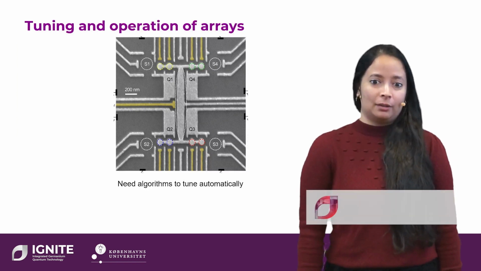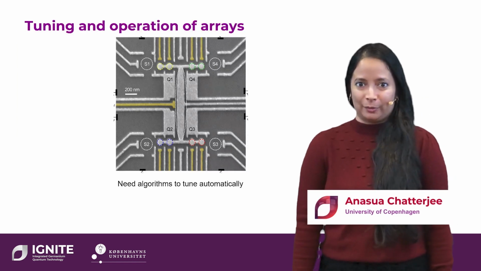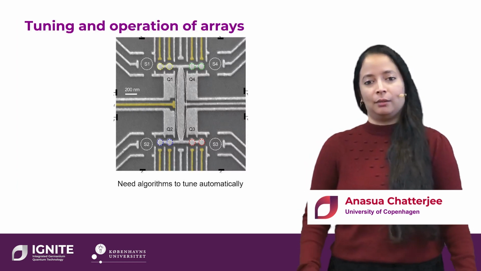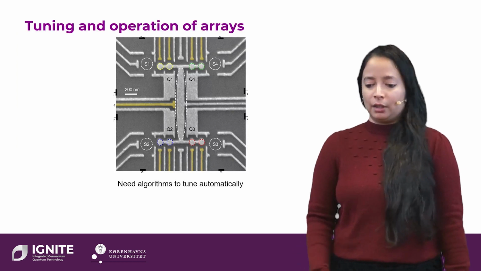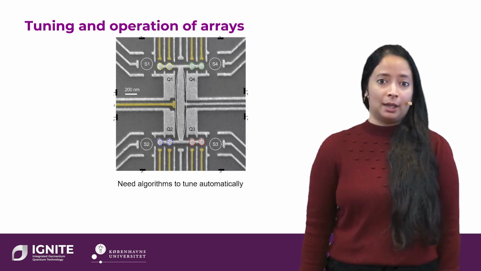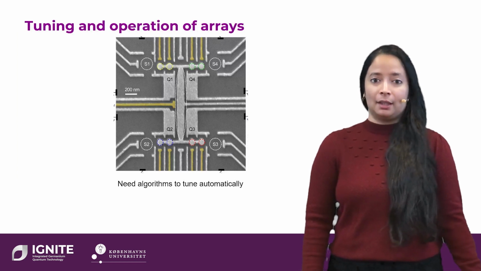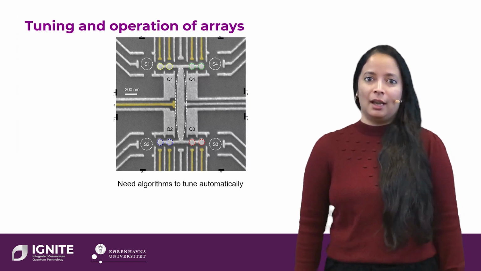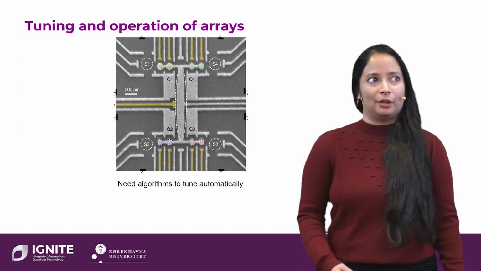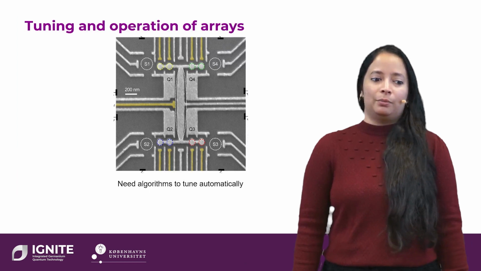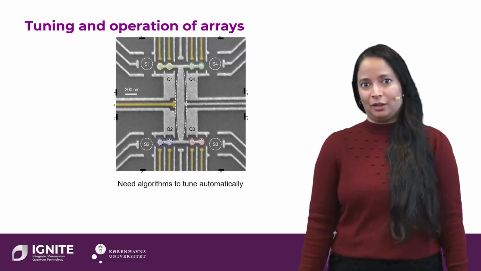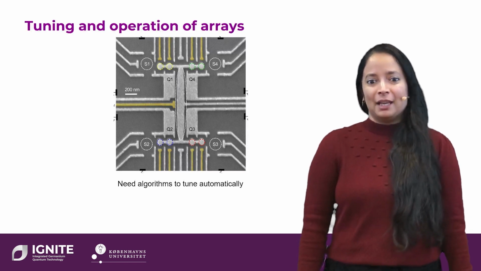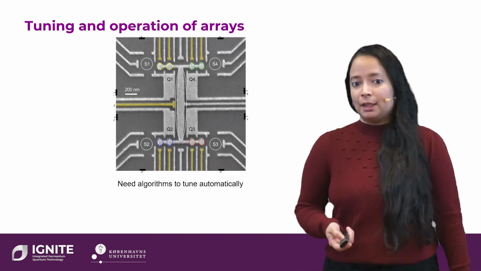So previously we talked about why we need algorithms to tune automatically. It's because spin qubit arrays and quantum dot arrays are getting more and more complex, and you need quite a few gate electrodes to tune even a single qubit to a well-controlled qubit. And so, if you want to do that for a larger array, you will probably need some kind of automation, because doing it by hand will rapidly get very boring. So we covered why we need these algorithms.